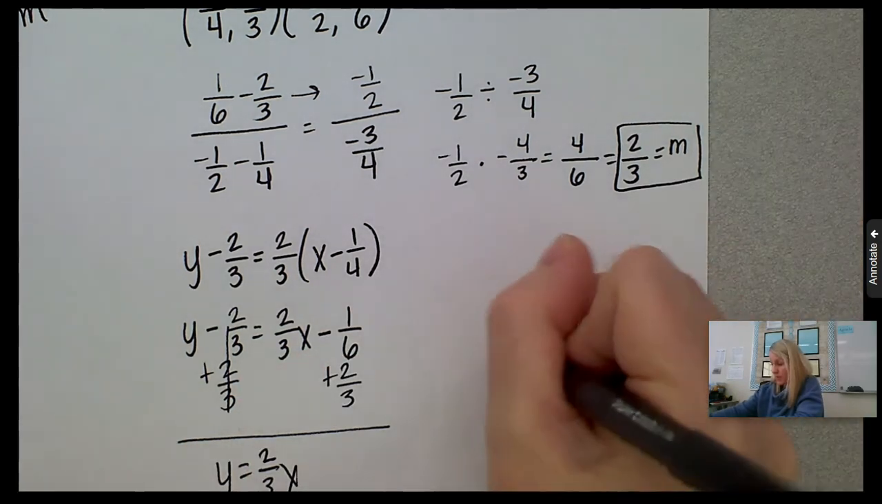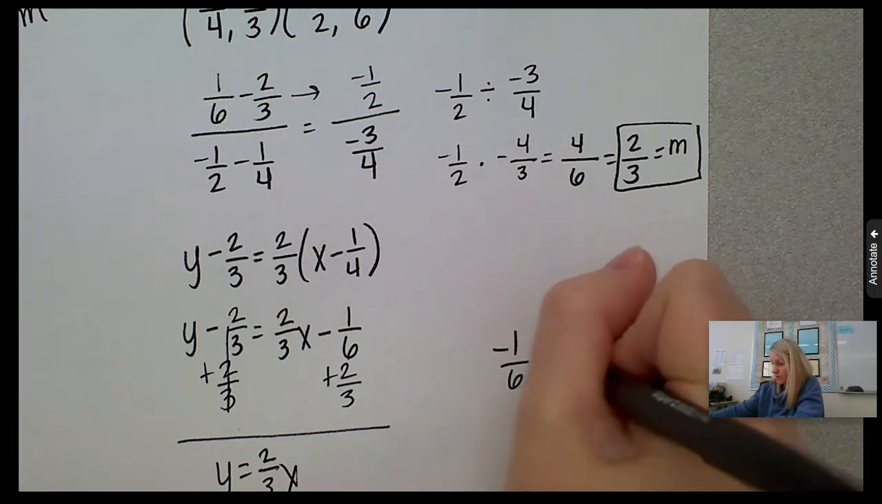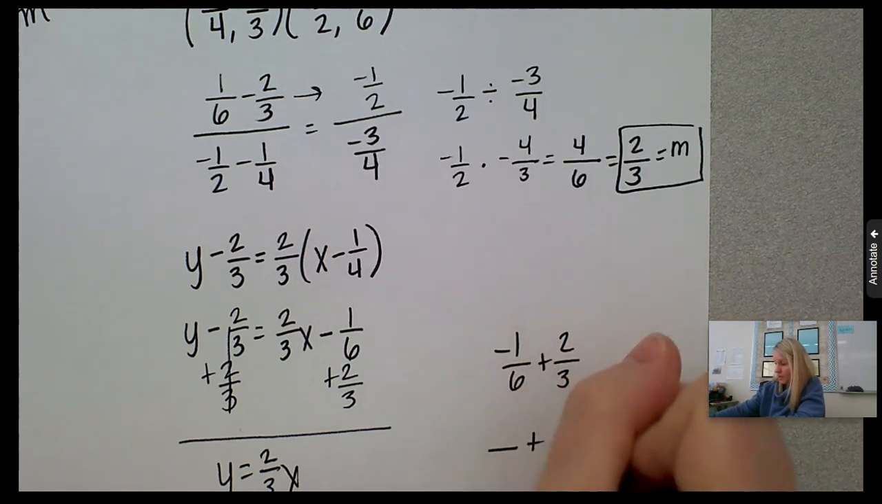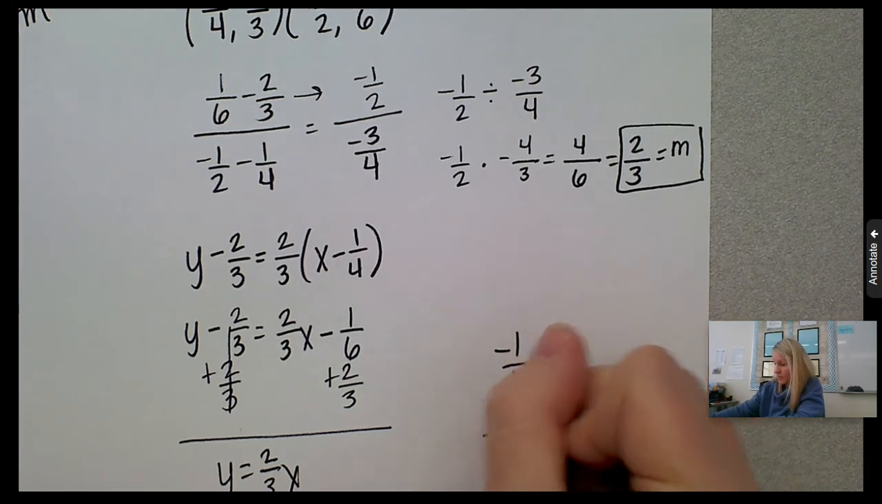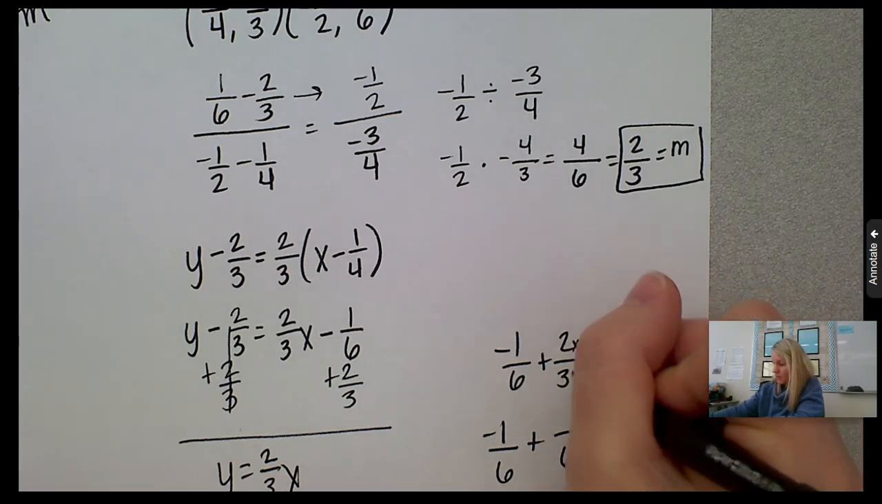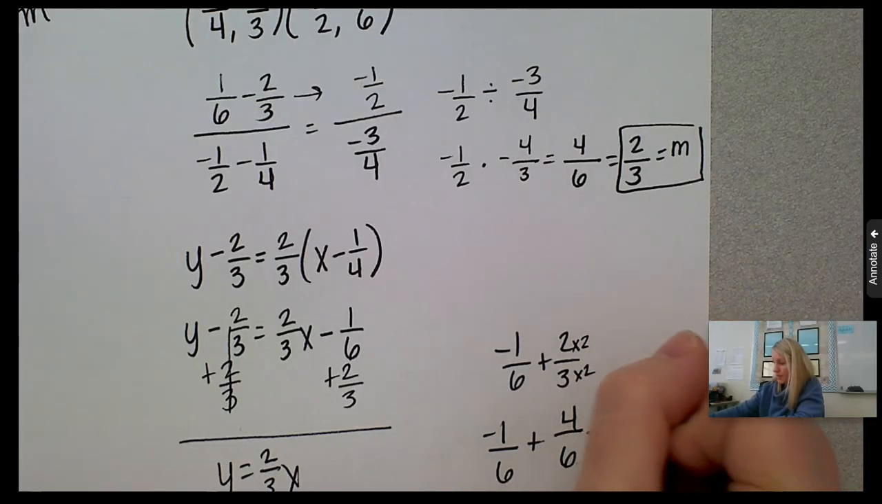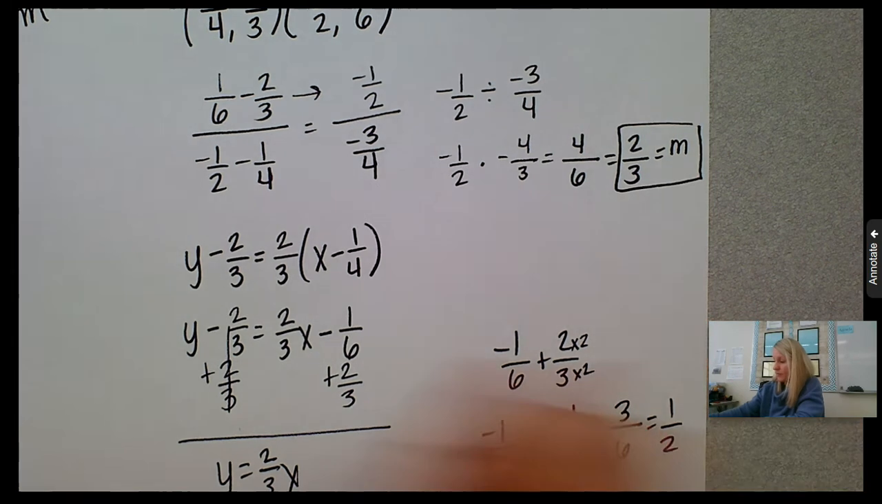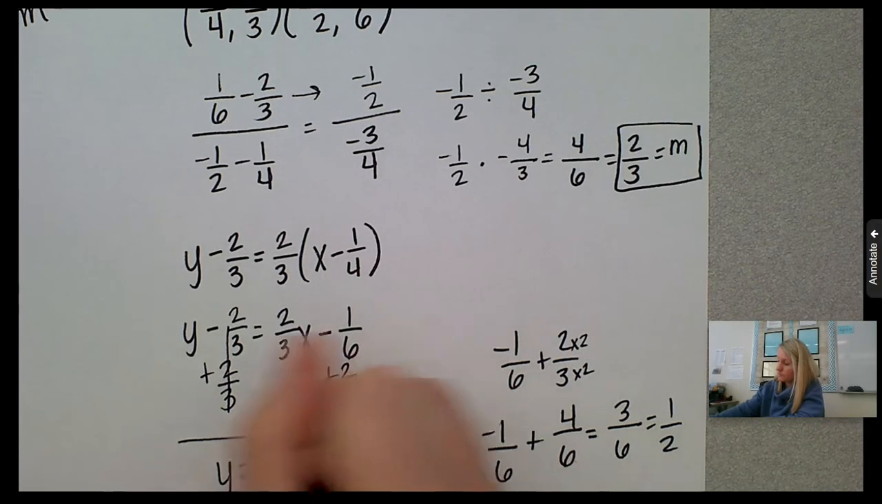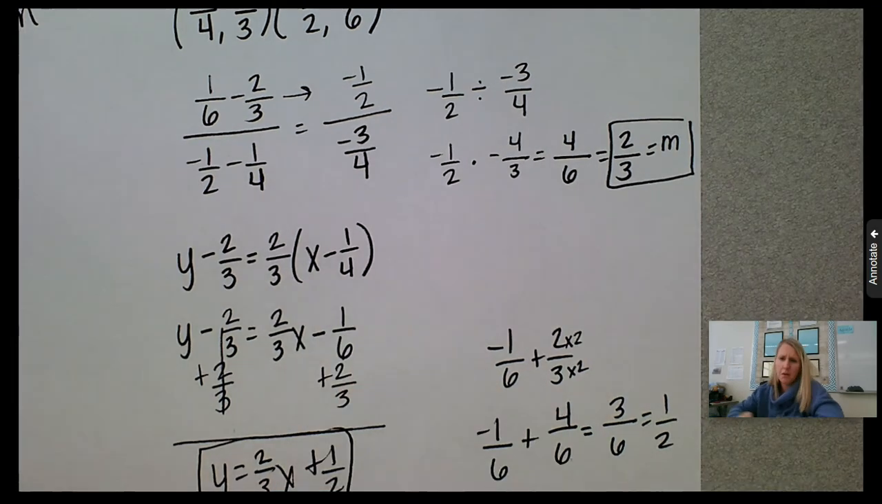Off to the side, negative 1/6 plus 2/3. Find a common denominator. It would be 6. This would stay the same. This you'd multiply by 2, right, to get to 6. And then when you add them, that would give me 3/6, which ends up being 1/2. Oh, what a beauty. Oh, what a beauty.